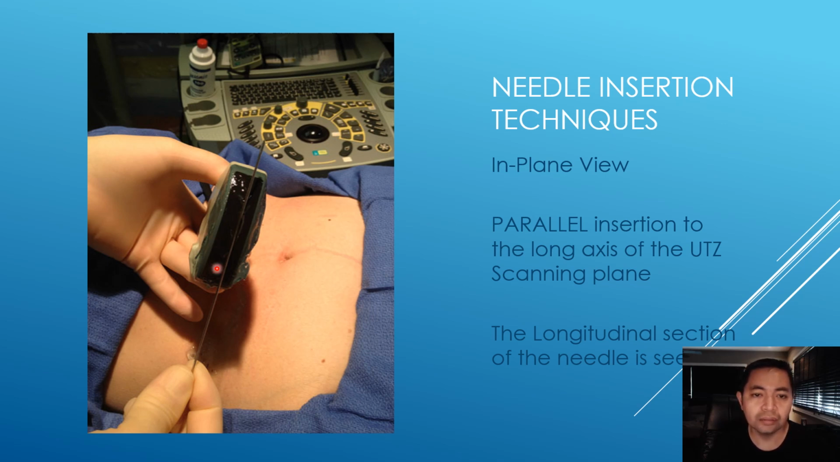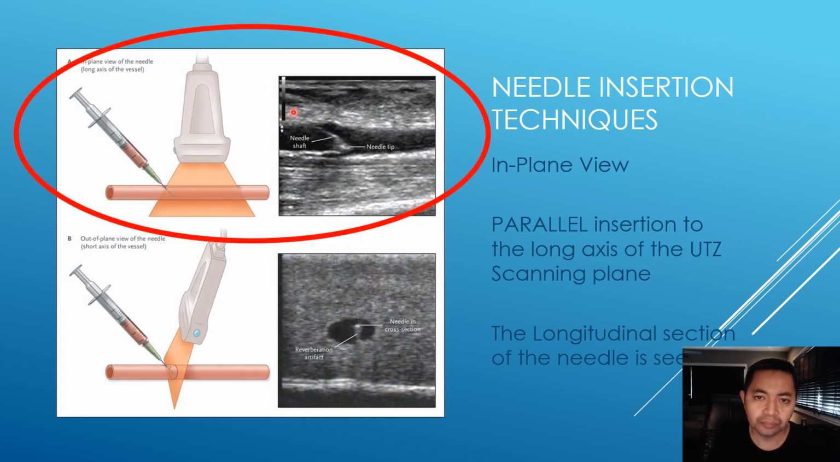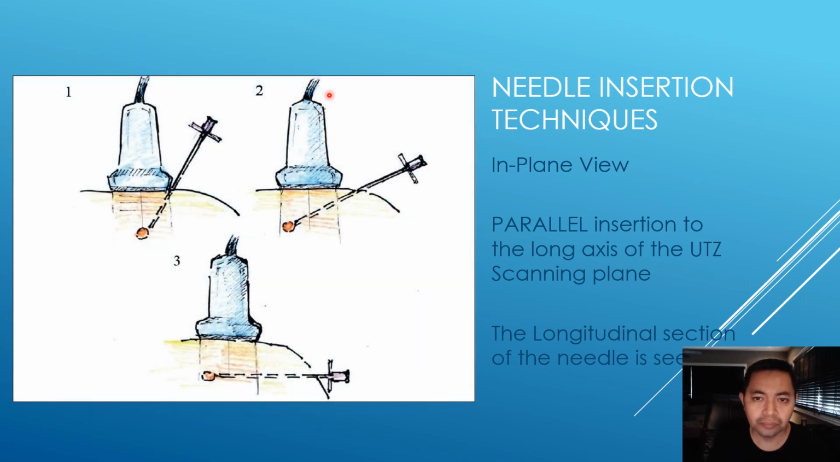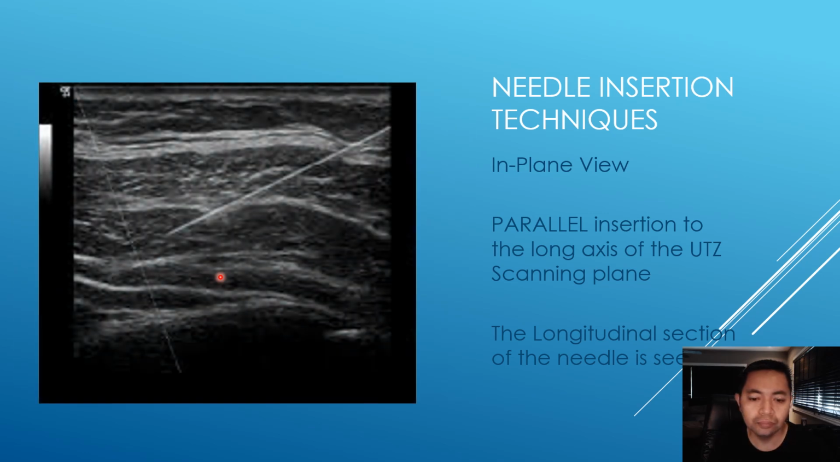This is the parallel insertion technique. Note that the needle is parallel to the long axis of the ultrasound scanning plane. Also seen at the diagram on the top. There are various angles by which the needle can be inserted using the in-plane view. In the in-plane view, a longitudinal section of the needle is seen on the ultrasound.